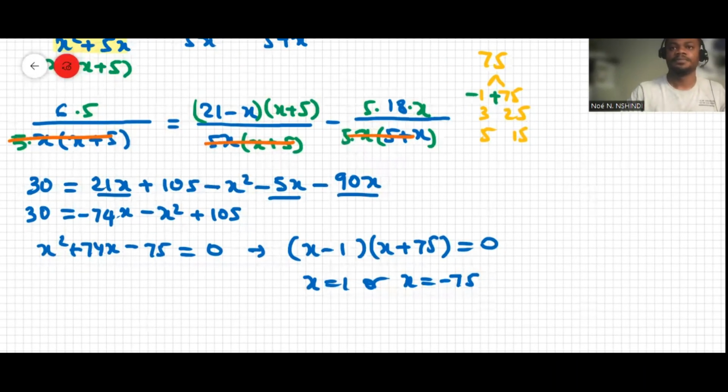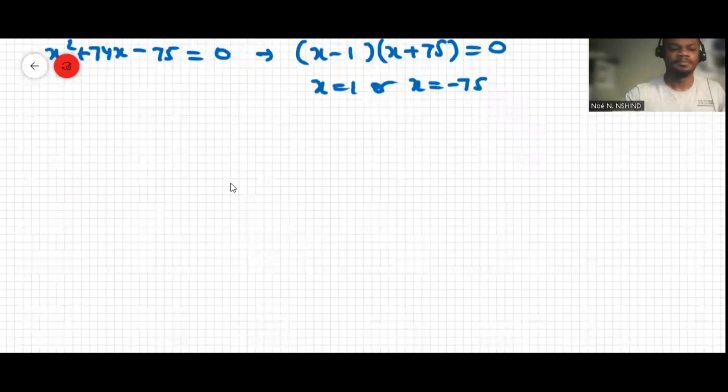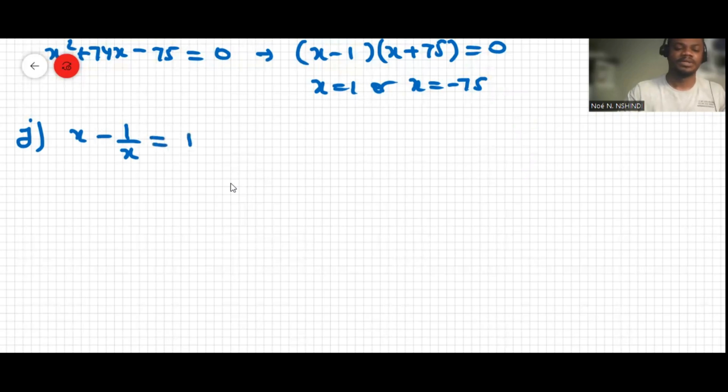We can do now the other question, question J. J is x minus 1 over x equals 1. Okay, so we can try to make common denominators here. If I put x there, I times also by x there. I put x here, I times also by x there. And the restriction here obviously must be x cannot be 0.